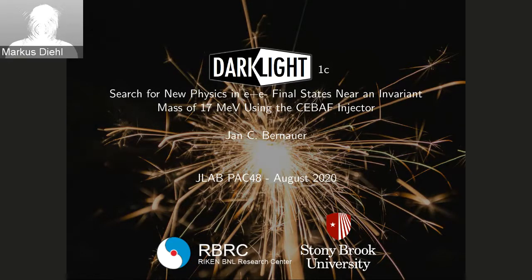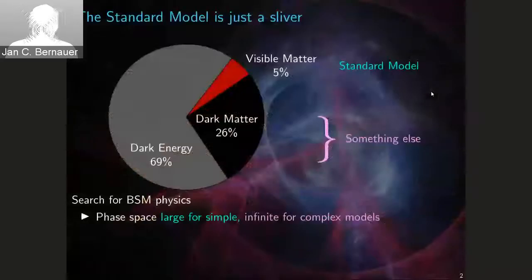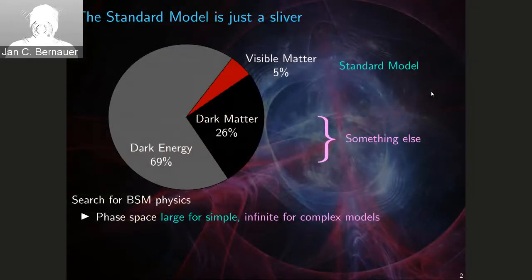Thank you, everybody, for your attention. I won't read the full title. The short version is that we want to search for a 17 MeV force carrier of a fifth force beyond the standard model at the injector. To motivate this a little bit, we know that the standard model is just a sliver of what is out there. It can describe about 5% of what we know is out there, the visible matter, and the rest is something else, and we don't know much about it.